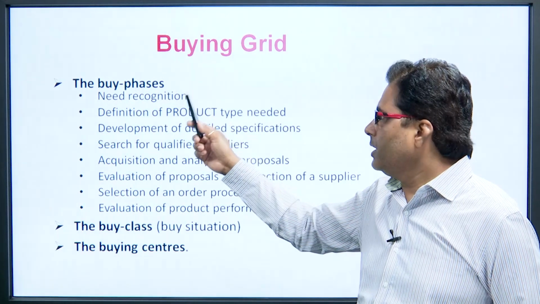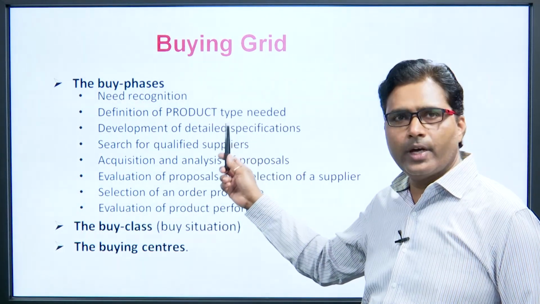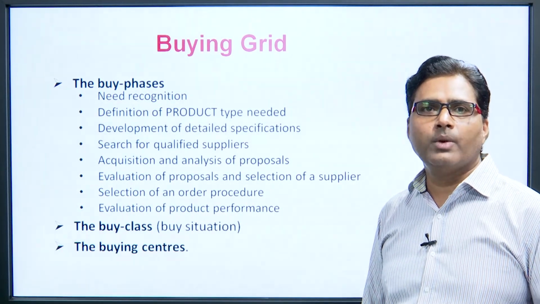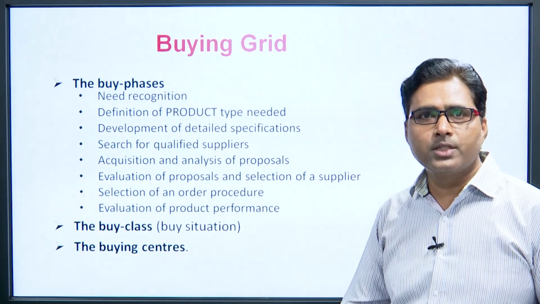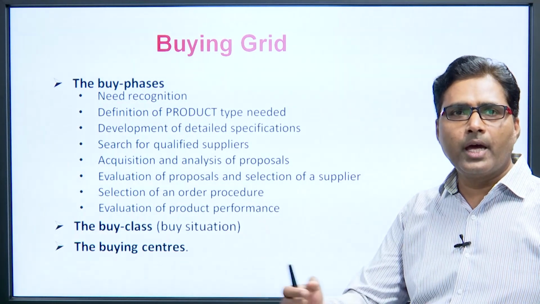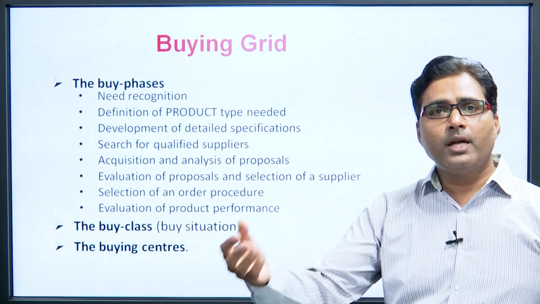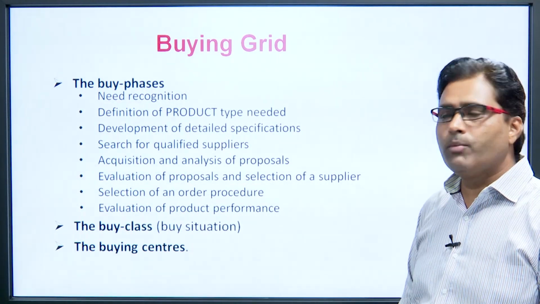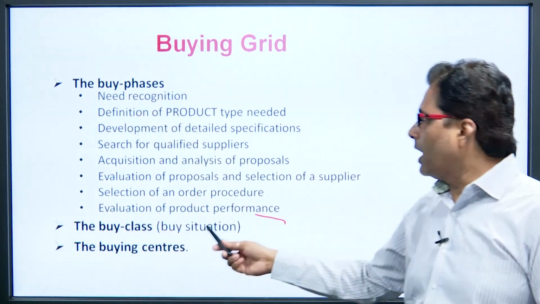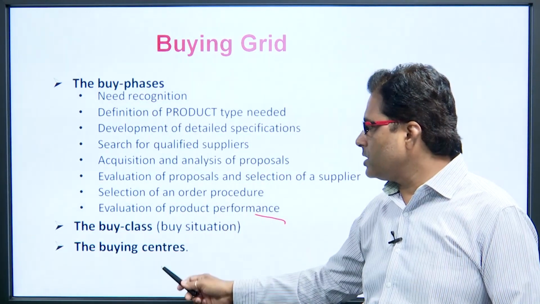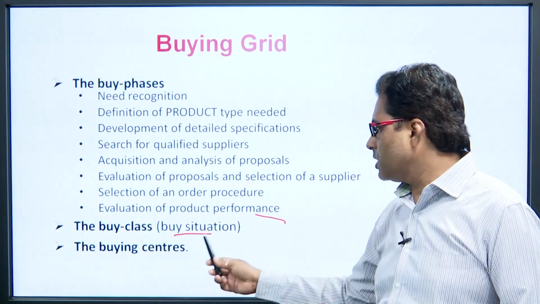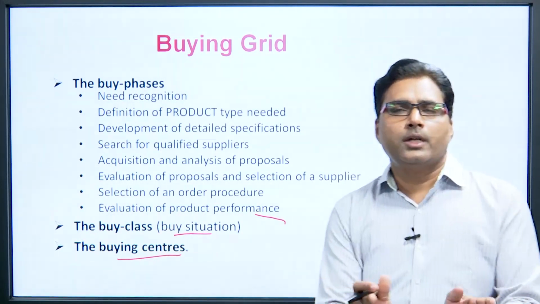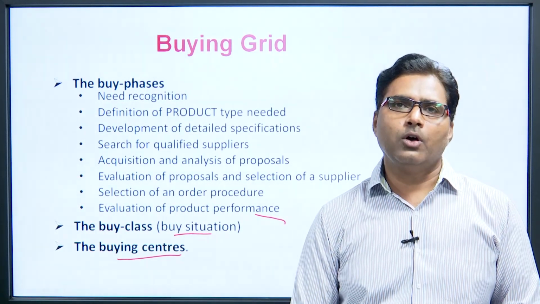There are 8 steps: need recognition, type needed, defining the product, development of detailed specification, then qualified supplier search, after that acquisition and analysis of proposals, evaluation of the proposal, finally selecting the suppliers and making the order procedure, and finally, after getting the orders, evaluating the product performance. So, these are the buying phases, and after these, the other 2 components work. The buying class, meaning buying situations, and the buying centers work together with the buying phases to make the final decisions for the organization's buying.